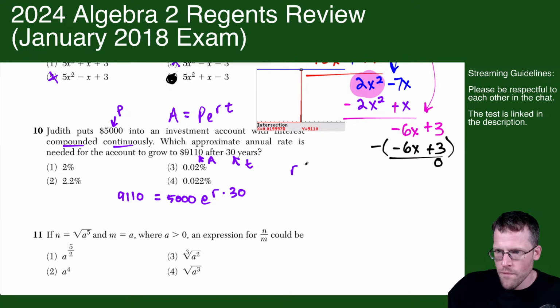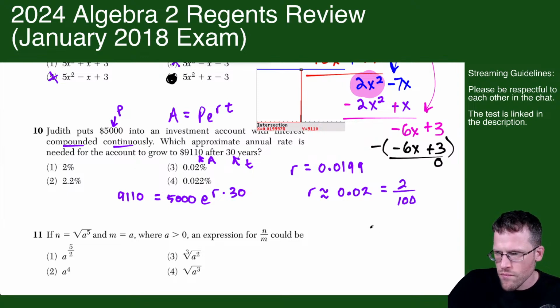Okay, so R would equal 0.0199. So it's basically R is roughly 0.02, which is the same thing as 2 out of 100, which is the same thing as 2%. Okay, so that is choice 1.